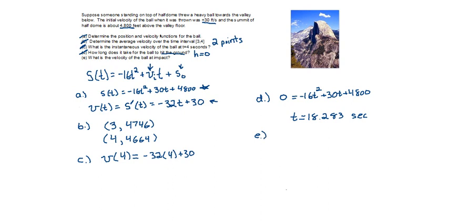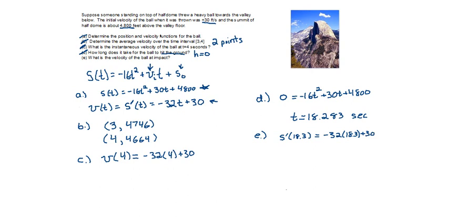Well, if we're asking how fast is it going at one single point, we have to use our derivative, s prime at t. And so we'll be doing s prime. And this time, if we want to know at impact, that's 18.283 seconds. So we'll put in 18. I'll shorten that to 18.3 because I'm running out of room. Equals negative 32 times 18.3 plus 30.